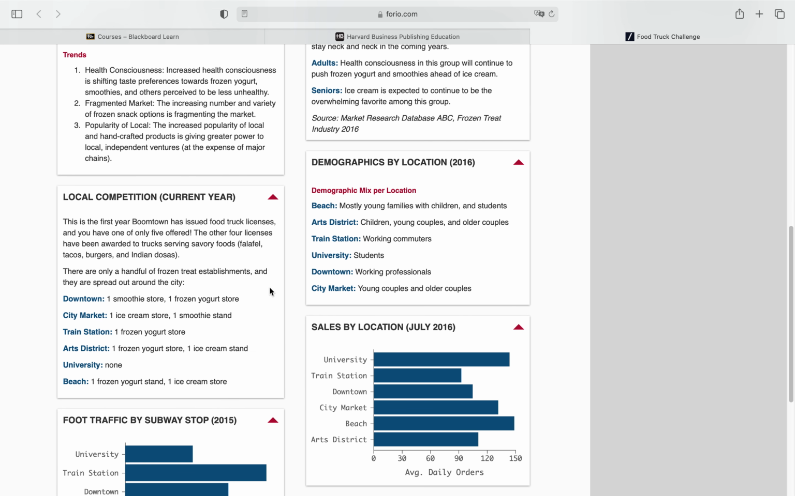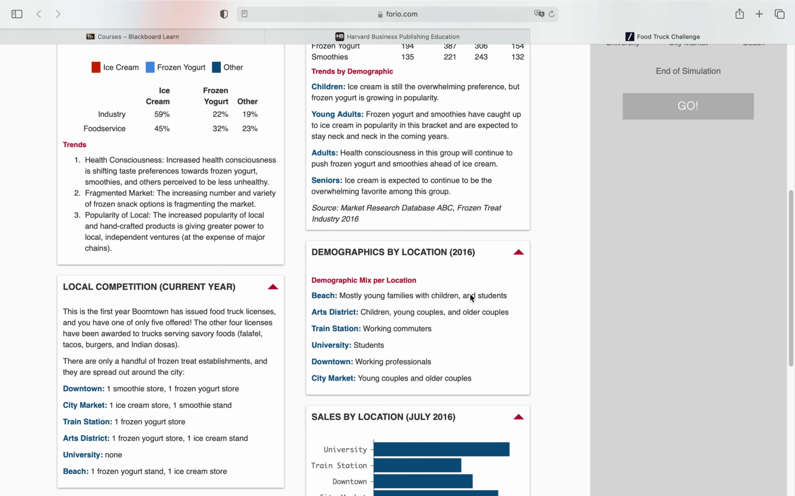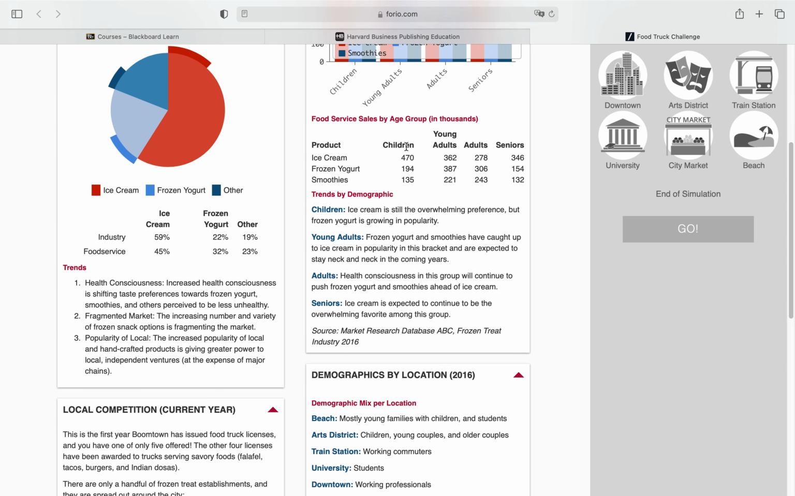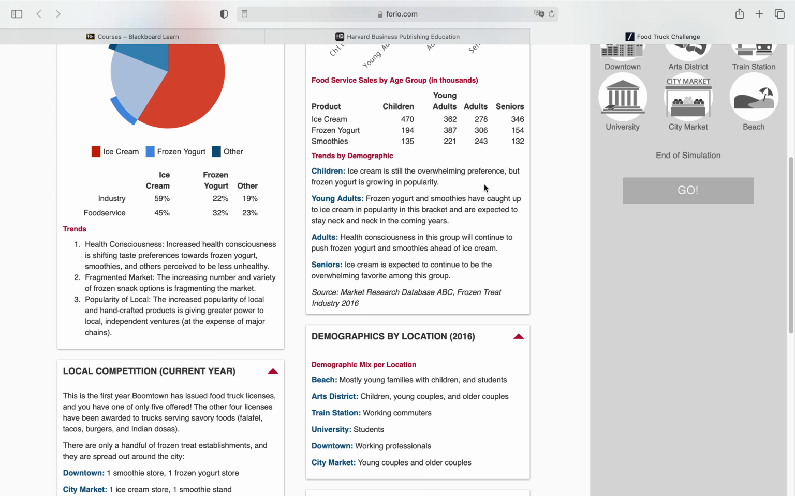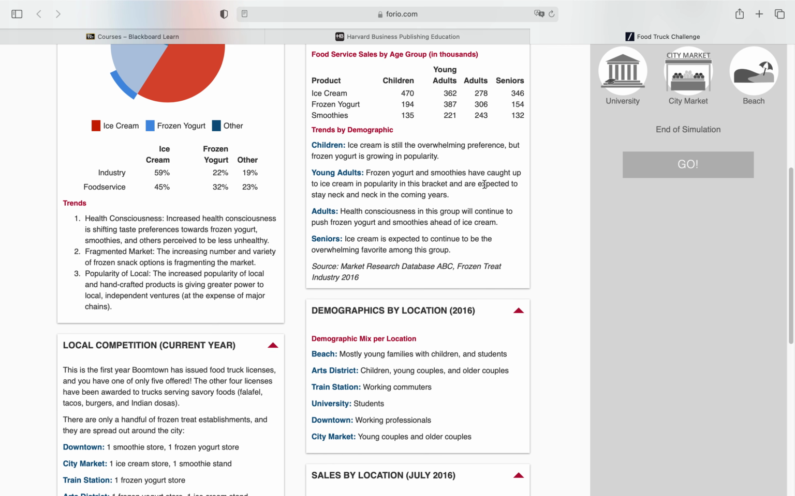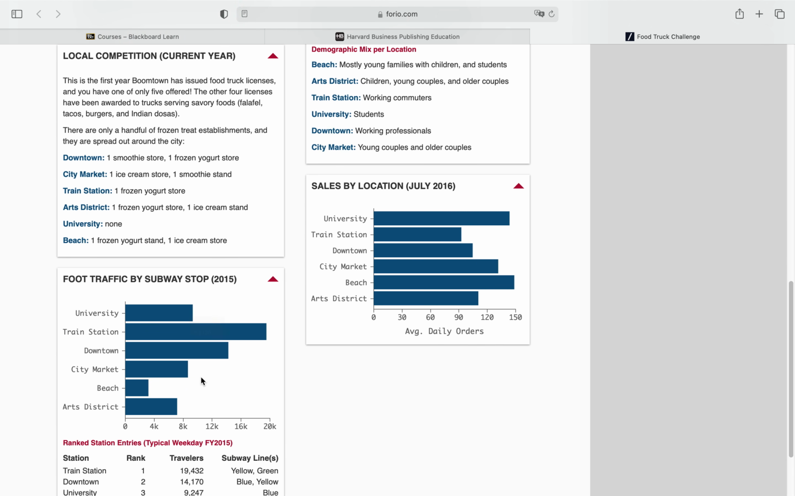Another reason is that in the art district you have children, young couples, and older couples. Two of the three categories prefer ice cream, and because of that, ice cream is definitely going to be popular and also generate more sales in that area. And finally, based on the foot traffic and sales by location, the art district, even though it's not the highest on the list, is pretty high compared to the top of the list.